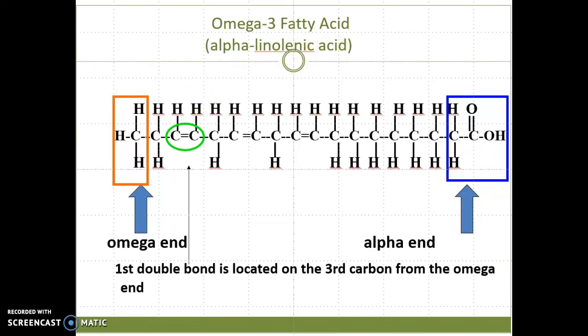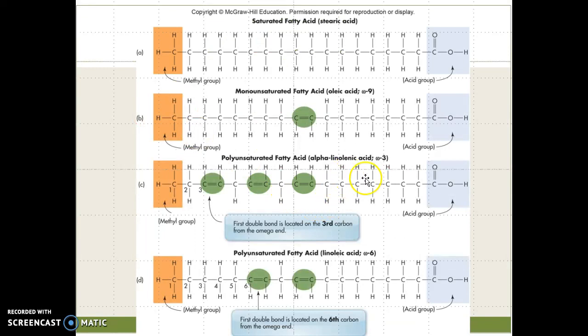And then if you had omega-6, that just means that the first double bond is at the sixth carbon from the omega end, the Greek letter. So 1, 2, 3, 4, 5, 6. That's the first double bond, omega-6. So that's the name of the other essential fatty acid.